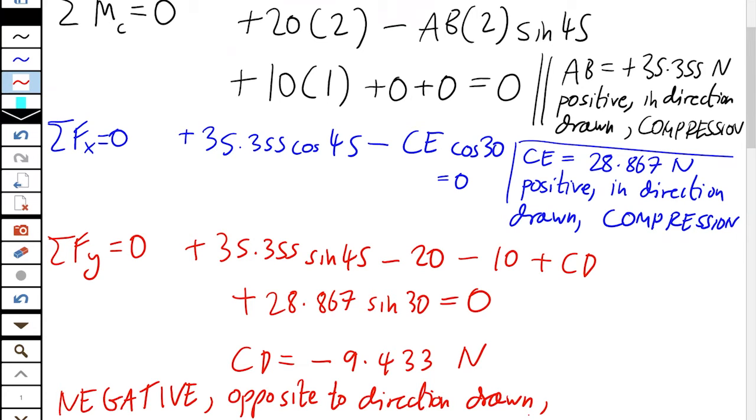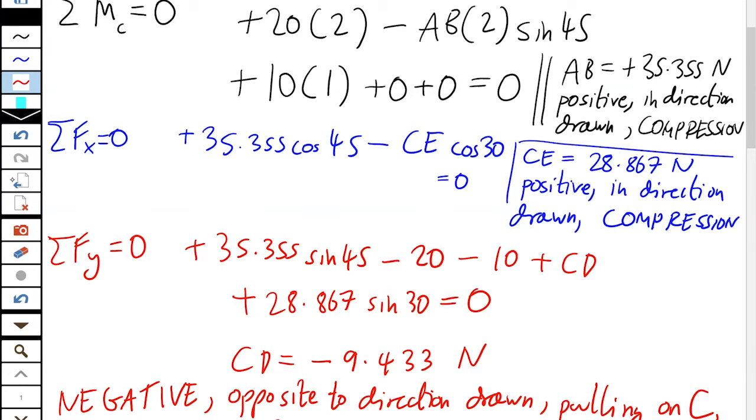We drew it pushing on C. It's actually pulling on C, so it's in tension. And that's all the forces acting on the member BC. Now we were asked for the support reactions at the ground, but that's handy enough because of two force members. The reason being that two force members just transmit the load along.